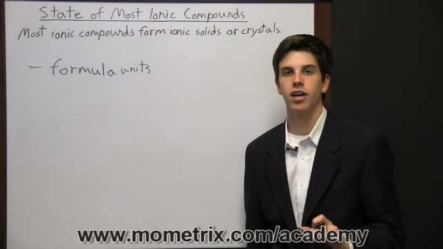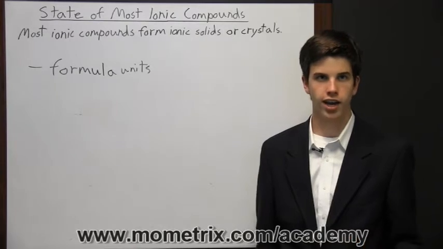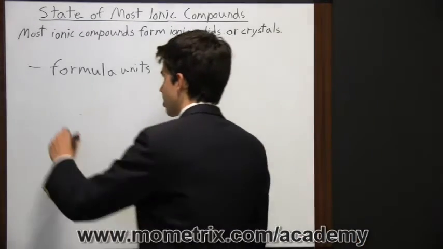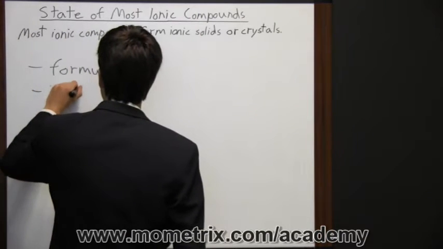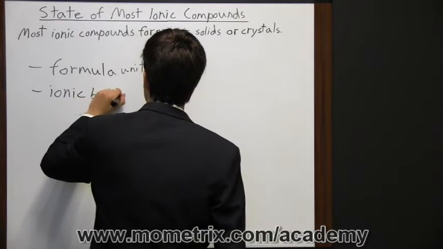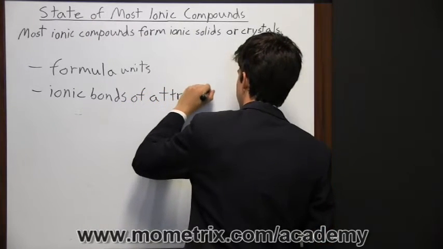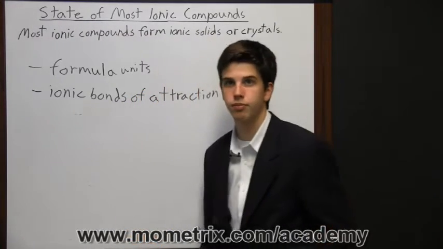Now, take for example table salt. The ionic bonds of attraction between the chloride ion and the sodium ions around it hold the crystal together. So I'm going to put here ionic bonds of attraction. That's what's holding everything together.